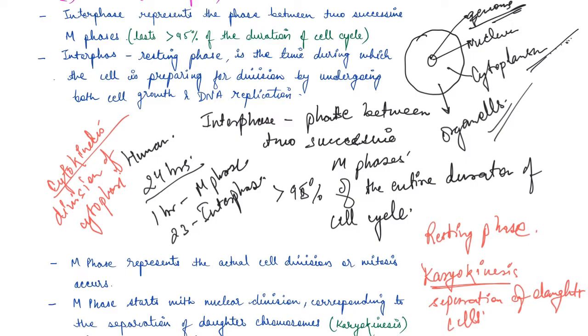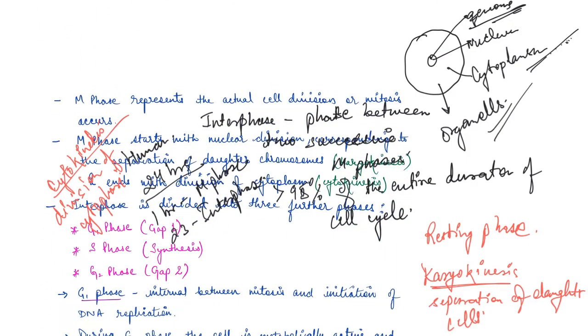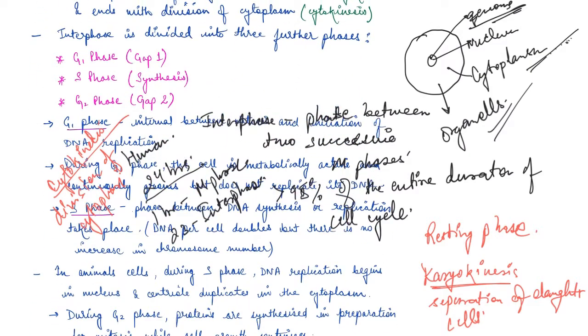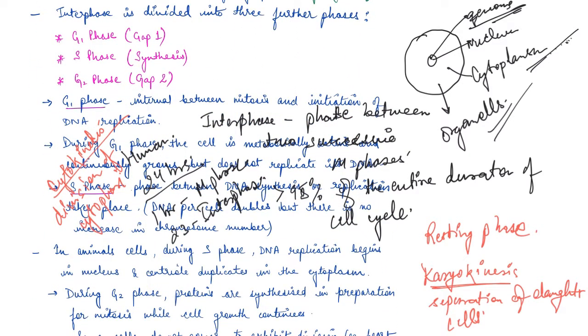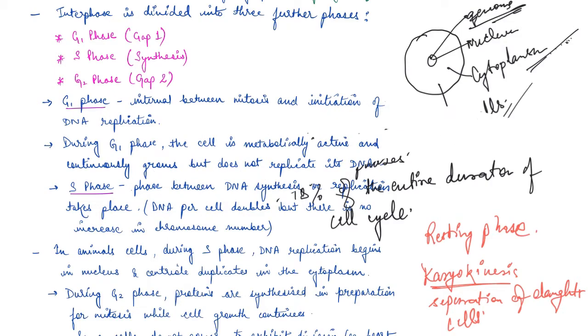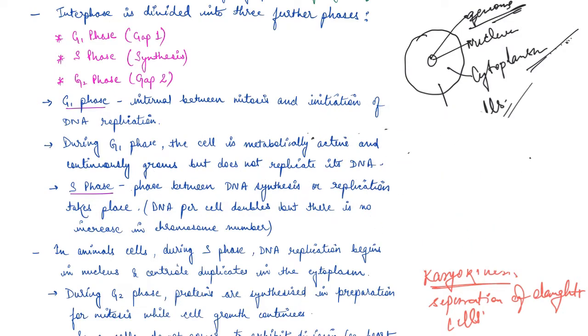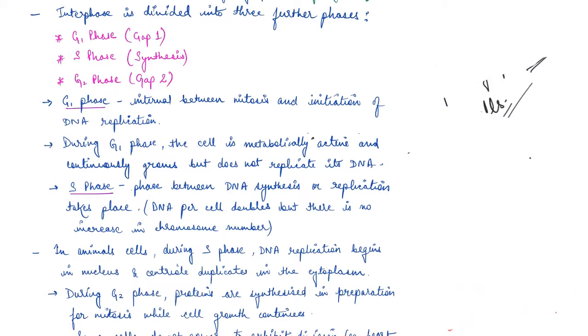And now what happens during the interphase? The interphase is divided into three further phases: the G1 phase, S phase, and G2 phase. G1 is gap 1, G2 is gap 2, and the S phase is the synthesis phase. We'll see what all of these mean. Now the G1 phase.